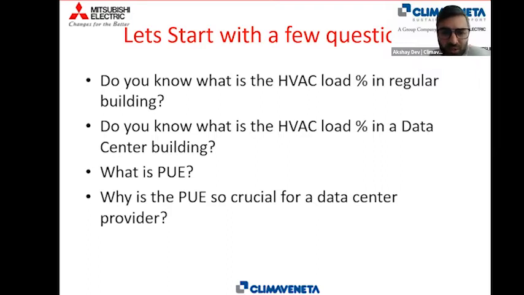So why is it so crucial for the data center? Everyone talks about PUE. We've attended a lot of seminars from data center providers, and they tell us something very interesting. The better the PUE that they have, the more they can demand from their end customers, contractually. So as an OEM, we have to understand why this PUE factor is so critical.